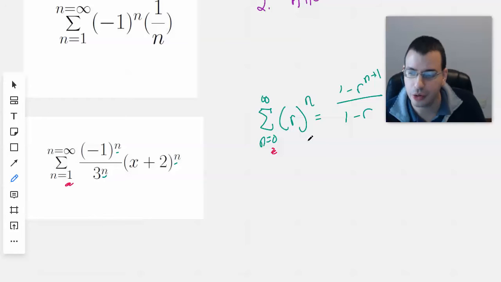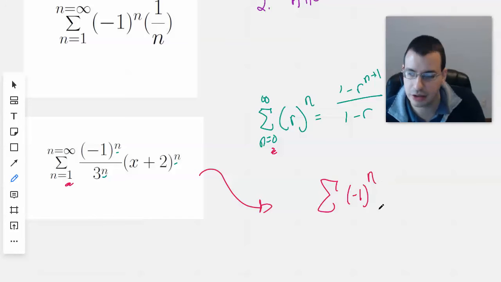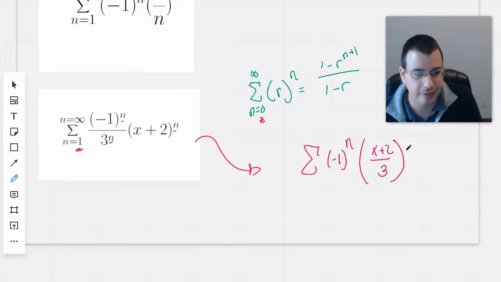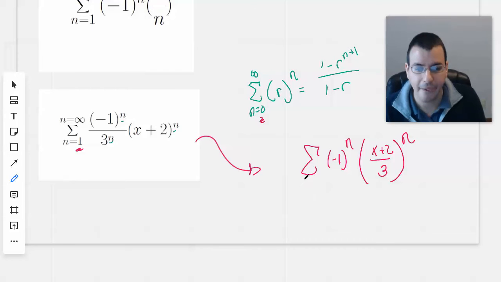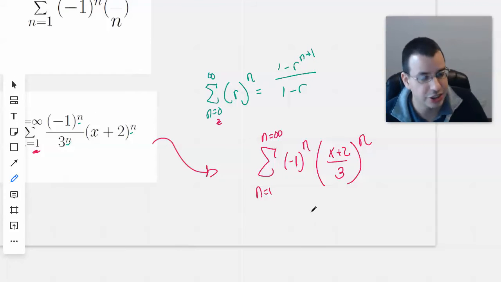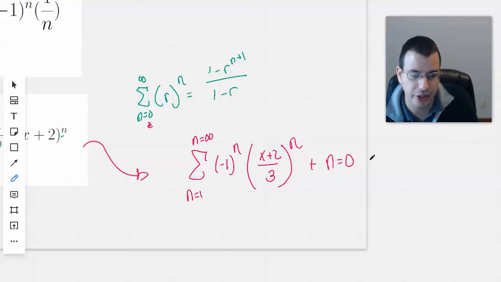So I'm going to start by rearranging this slightly. So we have the summation of -1 to the n. And then I'm going to move the 3 over. We'll have x plus 2 over 3 to the n. And then I'll have n equals 1, and then n equals infinity. So what I'm going to do then is, to get this to start at 0, I'm going to add in n equals 0, and then I'm going to subtract off n equals 0.